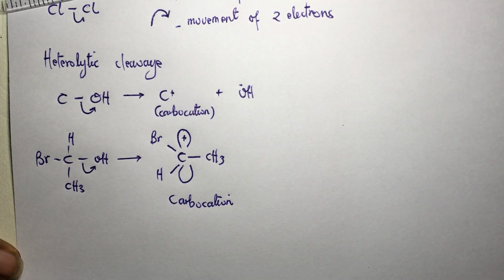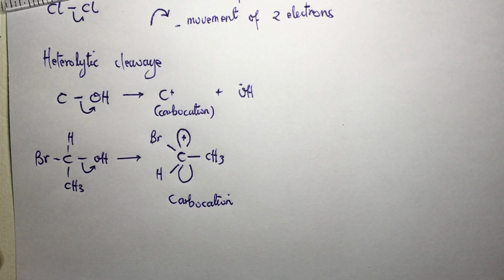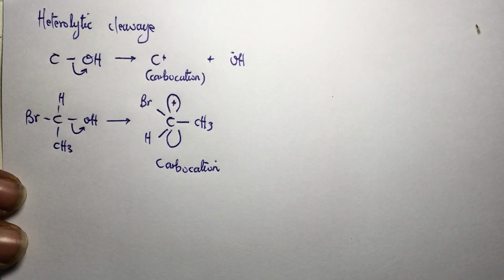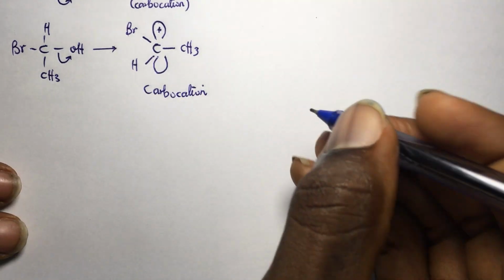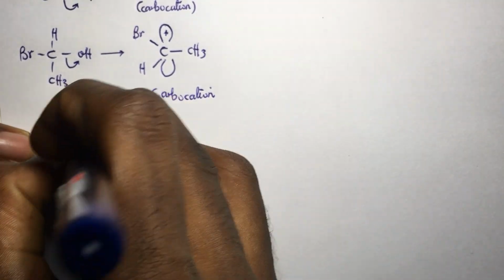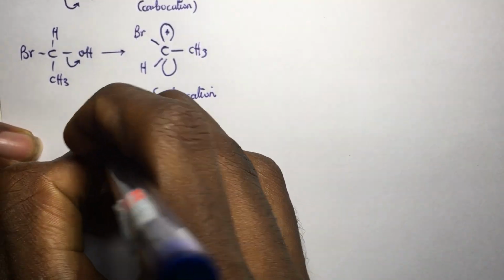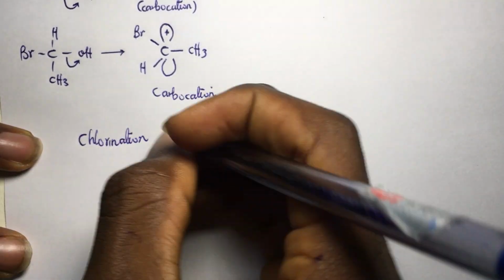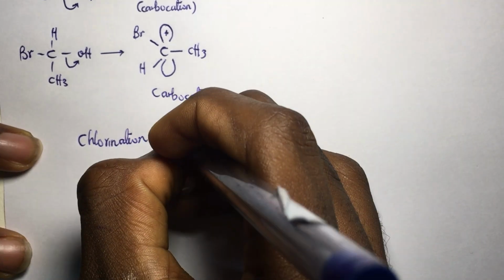Now let's move into radical formation. There are some compounds that are referred to as radical initiators. The moment you start with halogenation, let's start with chlorination of alkanes, that is the addition of chlorines. Let's take the simplest alkane, methane. So, chlorination of methane.